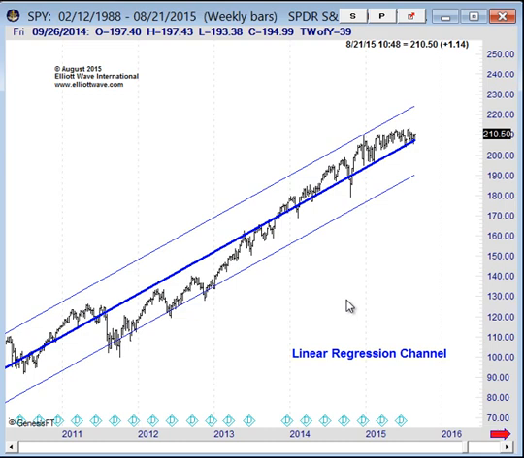So this is one tool here that you can also utilize to help you accurately identify trend, but one that is, say, less interpretive. So this is more mathematically derived.